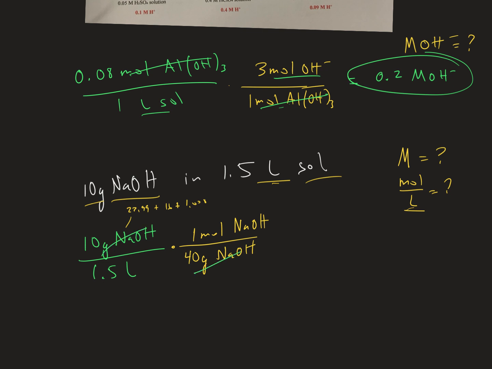That goes away. And now we have moles per liter of NaOH. That's what we're looking for, so we can stop converting. And we get 10, divide by 1.5, divide by 40, should give us 0.1 molar solution of sodium hydroxide.